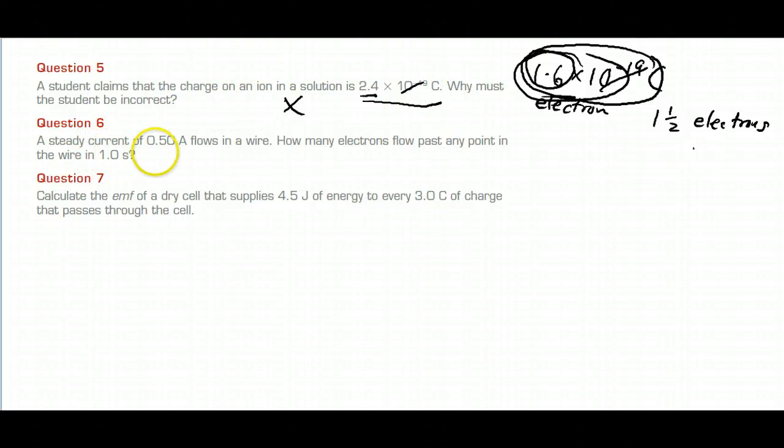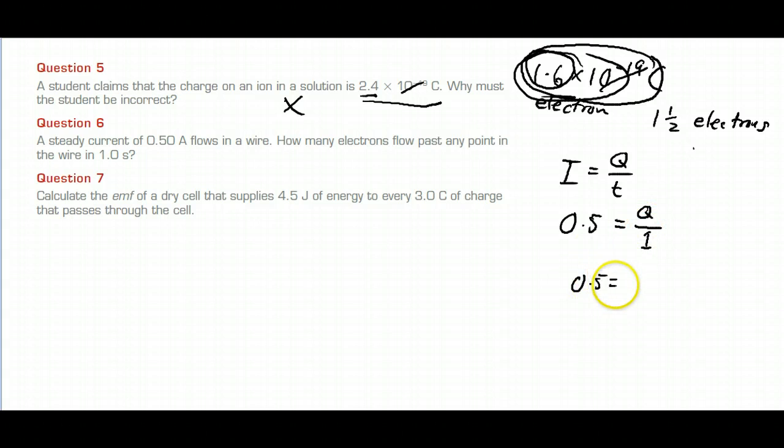Question 6. A steady current of 0.5 amps flows in a wire. How many electrons flow past any point in the wire in 1 second? Okay, so this is again involving current and charge over time. It's again involving that equation. This time we're told that the current is 0.5 amps, and we want to know the amount of charge, and we've been told it's in 1 second. So straight away, Q is just going to be itself, so 0.5 equals Q.